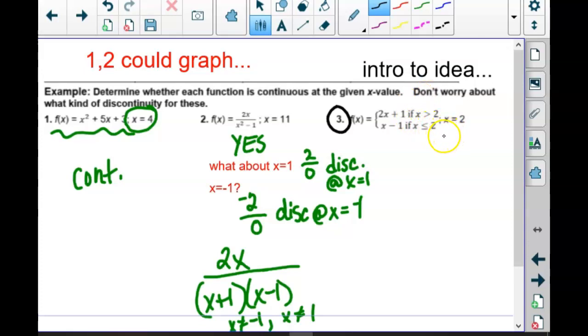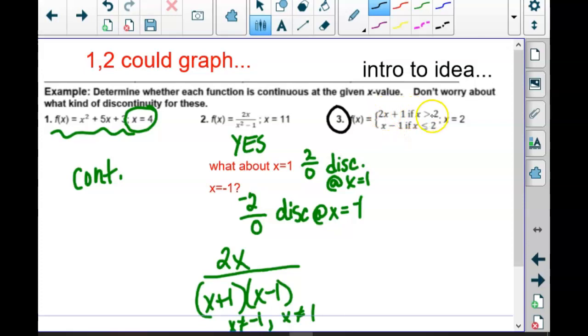These are piecewise functions, but it's asking about 2. Does anybody notice where 2 comes in? 2 is where it switches from this rule to this rule. Everybody see that? Okay. So we're going to put 2 into both rules, I'm just giving you an intro to this idea. We're going to put the 2 into both rules and see if it's at the same point. In other words, does this rule end at exactly the same point as that other rule starts?